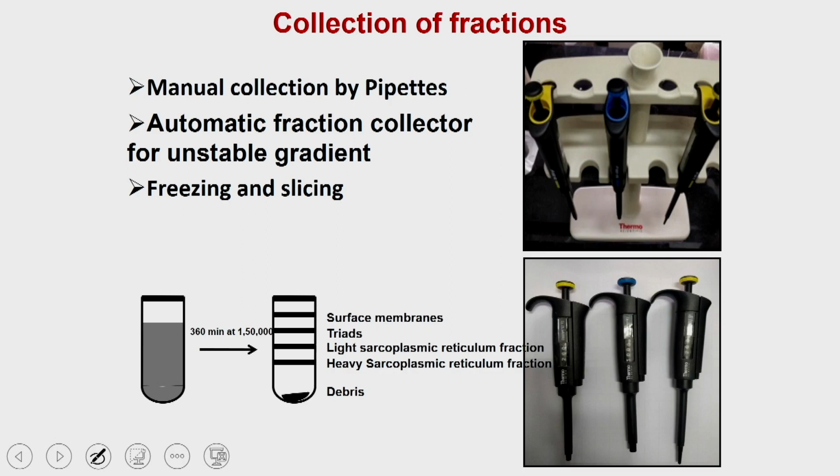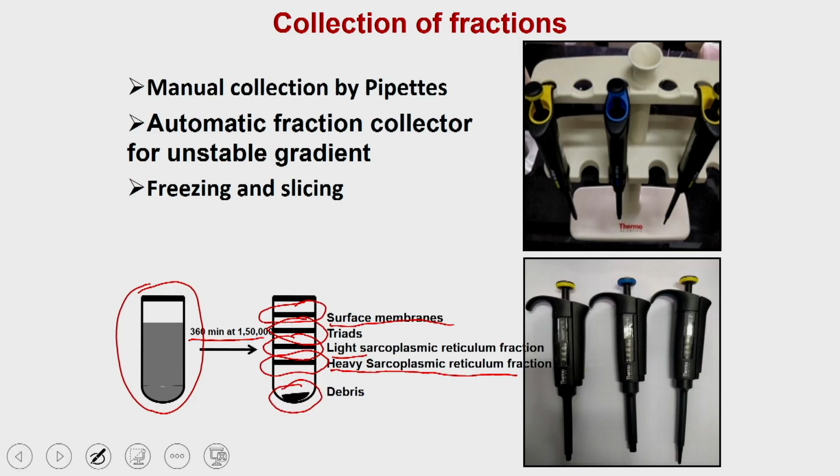So, you can imagine we have started like this, and we run it for 1,50,000 for 3 hours, and that has given you different bands corresponding to different types of fractions. For example, in this case this fraction belongs to the sarcoplasmic reticulum fractions, then this fraction belongs to the light sarcoplasmic fractions, this fraction belongs to the triads, and this fraction belongs to the plasma membrane or the surface membrane. And at the bottom what you have is the cellular debris.